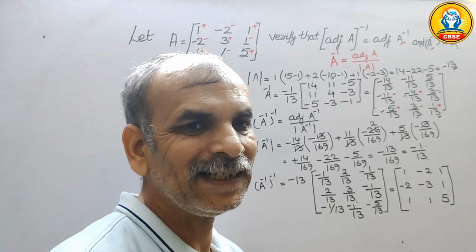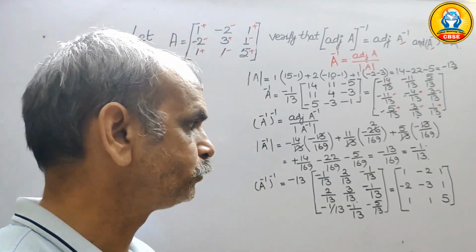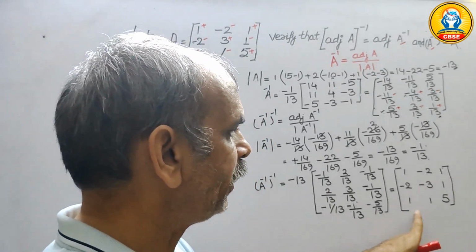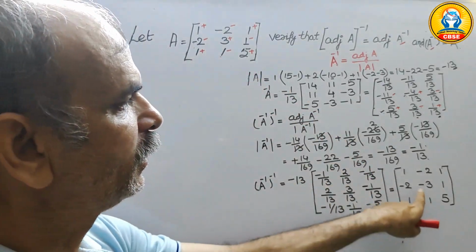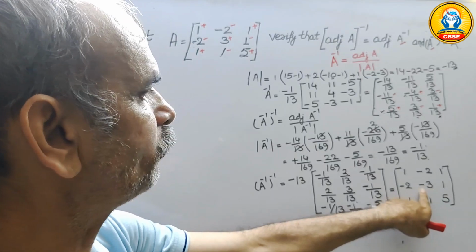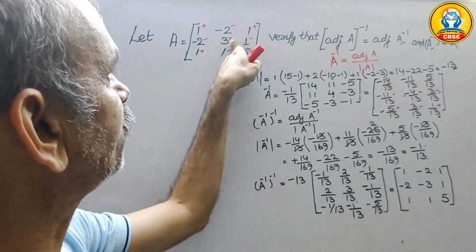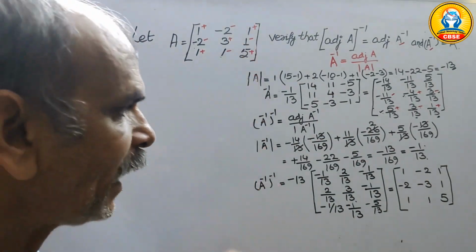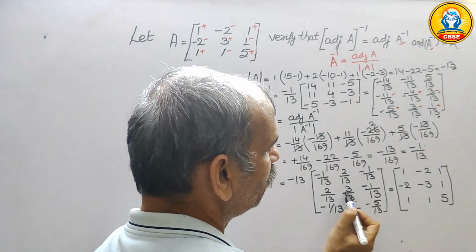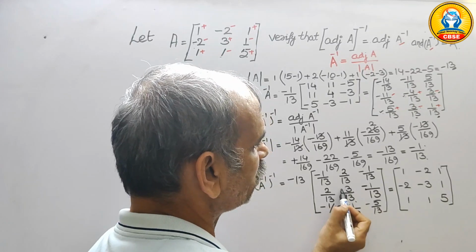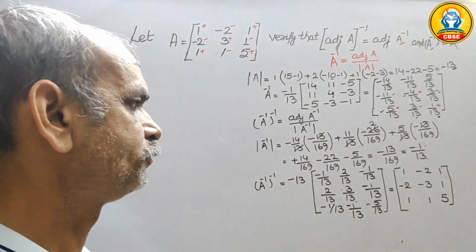So here we have done a little mistake. Just we will check it. What we have done? See this. In A and this, here minus 3 came. Here 3 is there. That means here it should be minus. So just we will check this position.